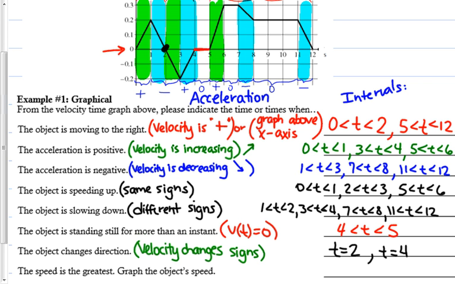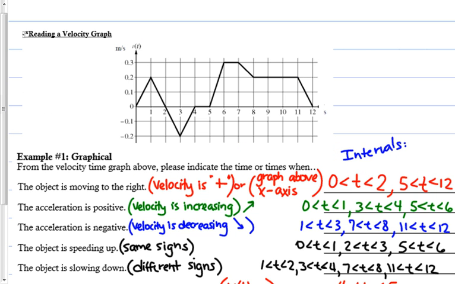All right, next and last one. The speed is the greatest. When is the speed the greatest? And this is graph the object speed. First of all, speed is the absolute value of velocity. So although this graph has parts that are negative, my speed graph can't. That's the whole point of absolute value. So anything that is negative, for example this part down here, needs to become positive. So what you do is you just flip it up, and that's your graph.